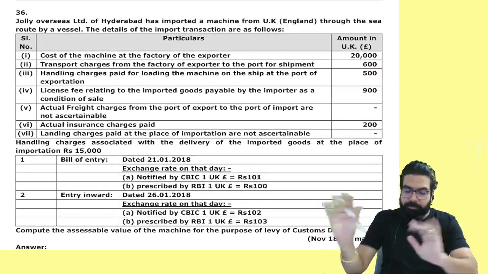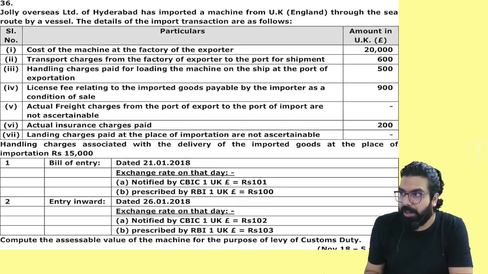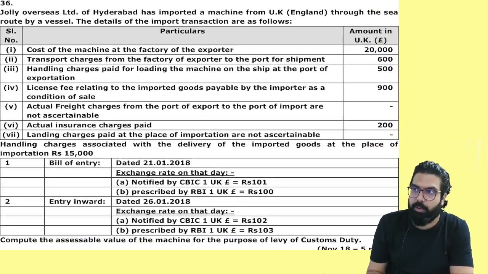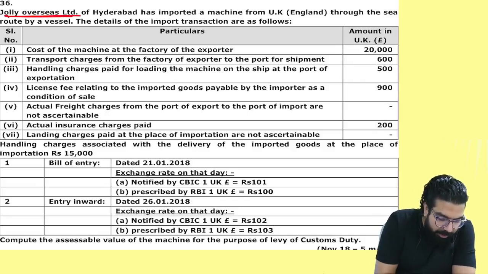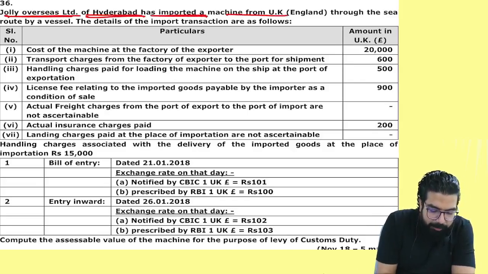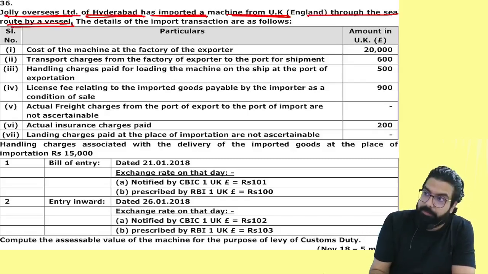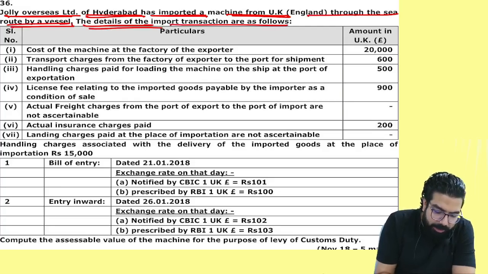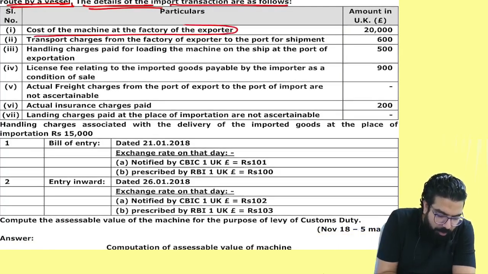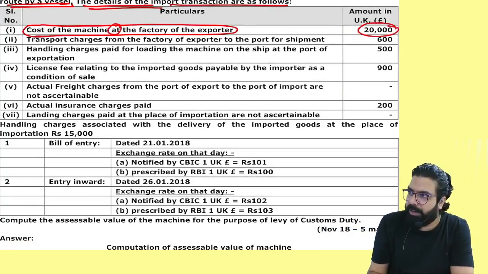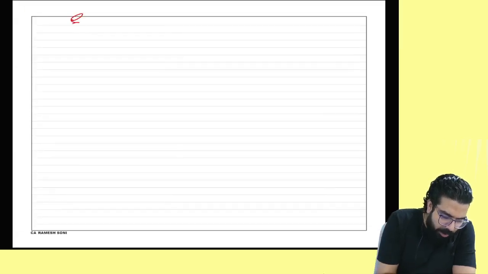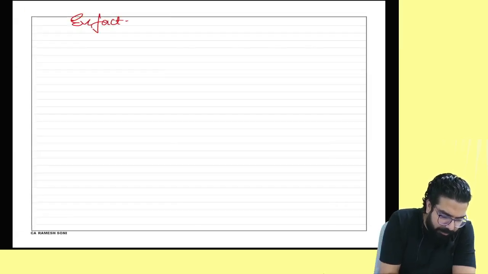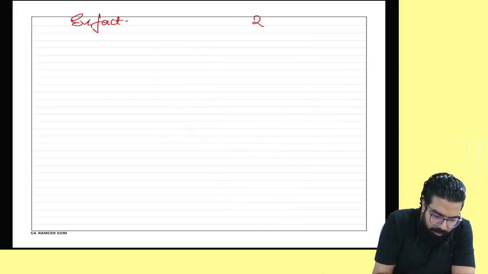Everyone, you tell me one thing. See, first I will make a mistake, then I will go ahead and correct it. Okay, everyone? Now listen. Jolly Overseas of Hyderabad has imported a machine from UK. People, you only see, okay? Through sea route, by vessel. The details of the import transaction are as below. Cost of the machine at the factory. People, what is it? Ex-factory. It is ex-factory? Okay. You will take ex-factory. Can you tell me how much is the ex-factory? 20,000 pound.